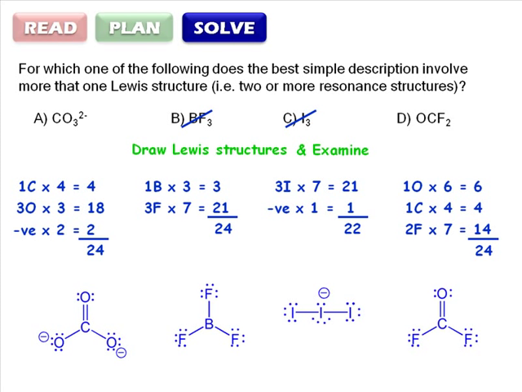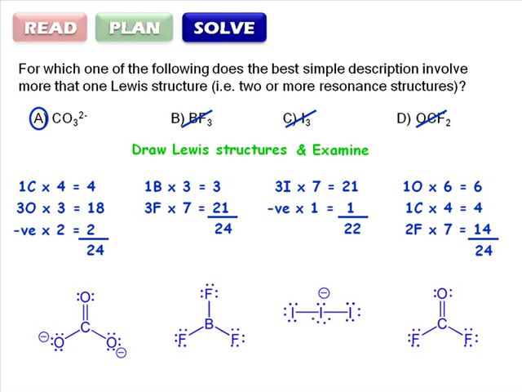Finally, we already decided that fluorine-carbon double bonds are much less likely than oxygen-carbon double bonds due to the electronegativity of fluorine. So although you could describe this molecule with multiple resonance structures, they would not be as useful as they are for describing the carbonate ion. The answer is A.